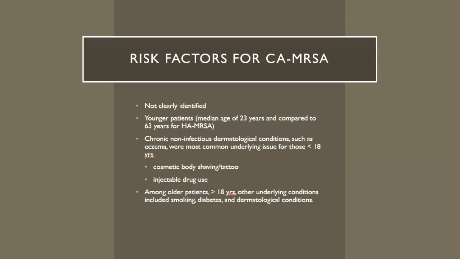Chronic non-infectious dermatologic conditions such as eczema were most common as an underlying issue for those less than 18 years old. And I will tell you, that is one thing that ended up being with Raylan. She had really bad infant eczema as a baby, and she still does a little bit now, but now I think we've got it more under control. We really struggled with it for a while because it was hard to control. Now, as she's gotten a little bit older, it's been better, but this was a factor in why she got MRSA.